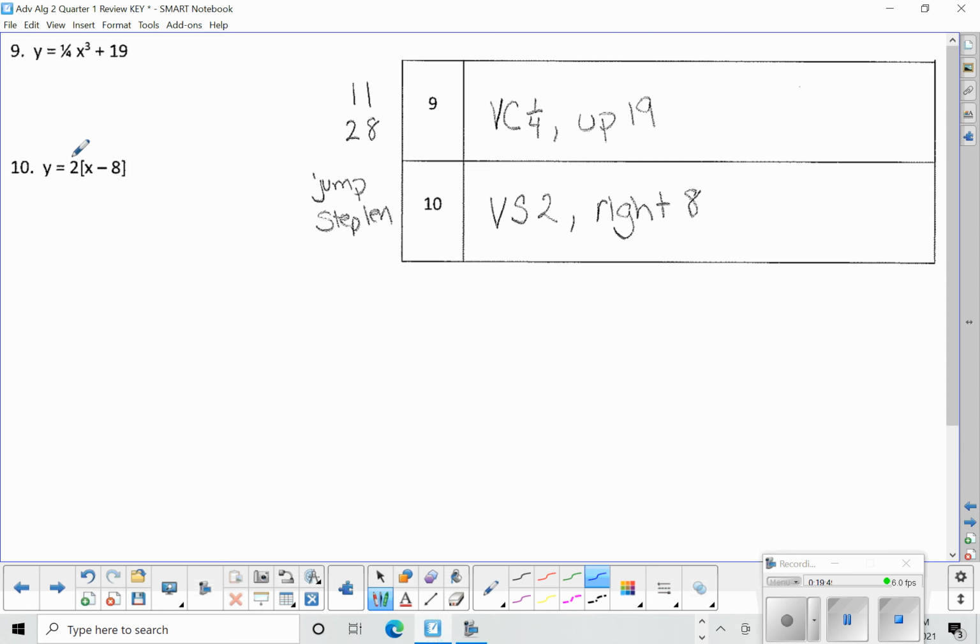You could think of this as you're jumping by 2, and you would have your y-intercept. But since we're just asking for the transformations, the outside is a vertical stretch by 2. On the inside, you're going to go left 8. Why? Because x minus 8 means you're going to the left 8 spaces, okay?